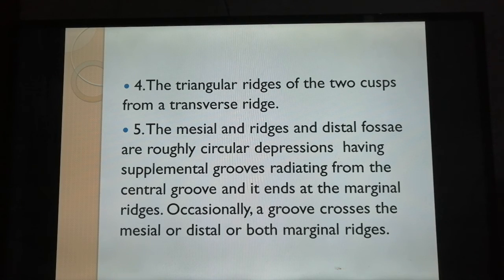Number 4, the triangular ridges of the 2 cusps form a transverse ridge. Number 5, the mesial and distal fossae are roughly circular depressions having supplemental grooves radiating from the central groove, and it ends at the marginal ridge. Occasionally, a groove crosses the mesial or distal or both marginal ridges.